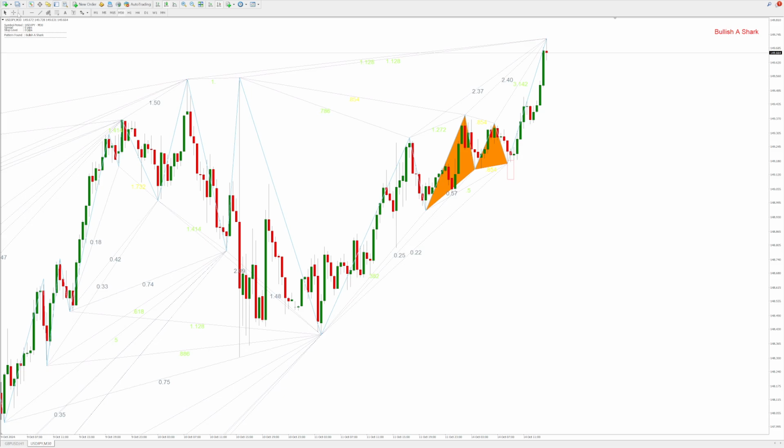In this video I'm going to show you how to use the shark wave pattern. This can be either a bullish or bearish wave pattern and you can catch big moves such as this move that we see going on here on the UJ 30-minute chart.